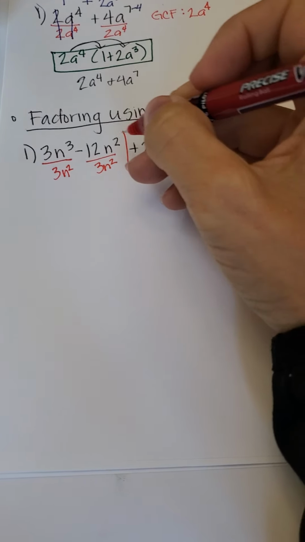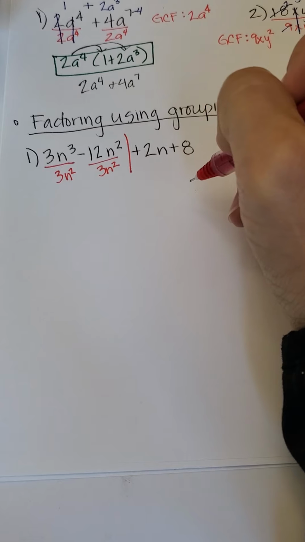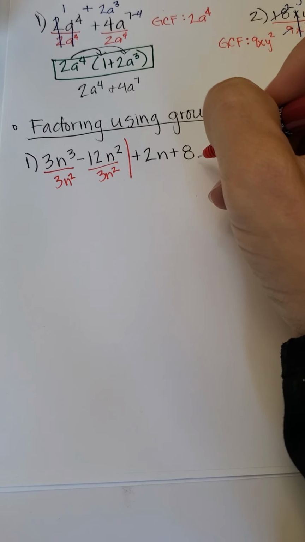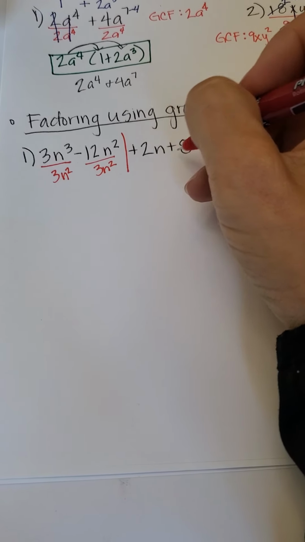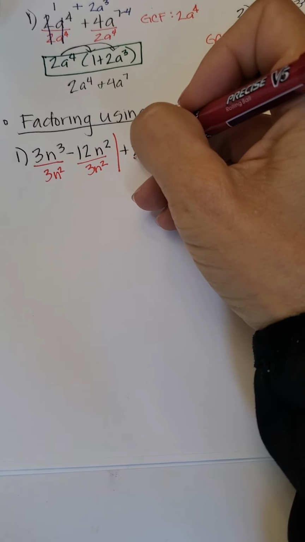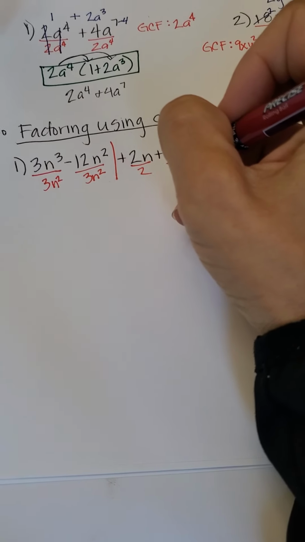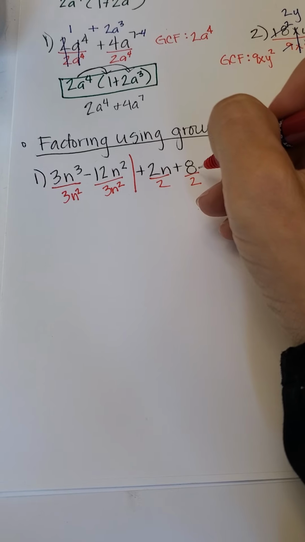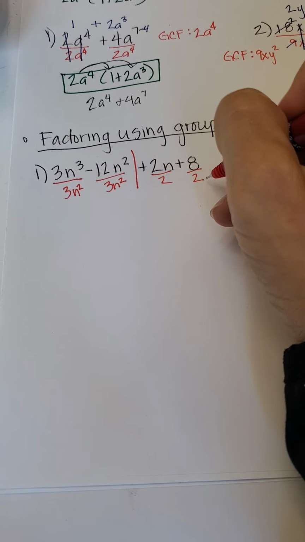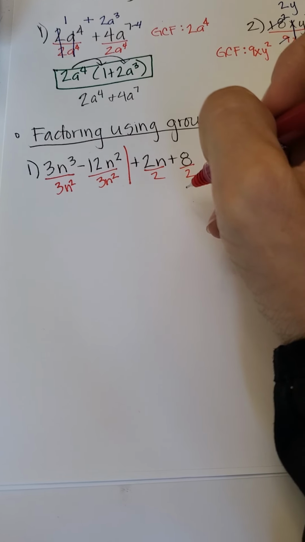So on this side, past this line, because remember I split it into 2 groups, I'm going to find the GCF over here. And the GCF between 2 and 8 is 2. And since the 8 doesn't have a variable on it, I'm not going to have a variable in my GCF.